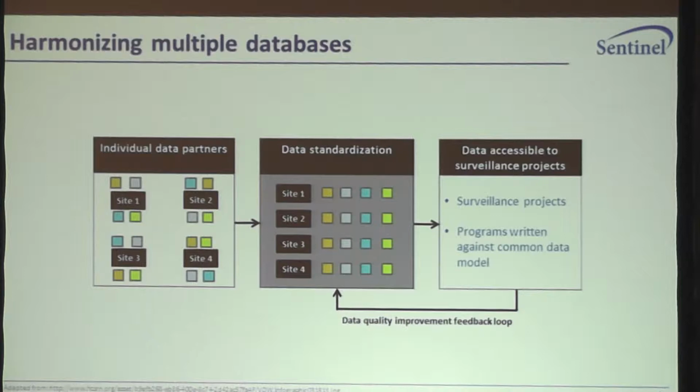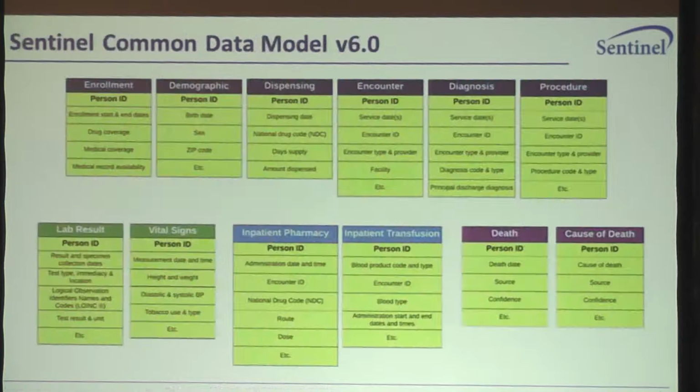So that is the concept of a common data model. If you are able to extract the data and create a set of standardized tables with a standardized definition for the covariates, that essentially is a common data model. So this is the Sentinel common data model. It's version controlled, meaning that whenever there is a minor or major release, there is a change in the number.